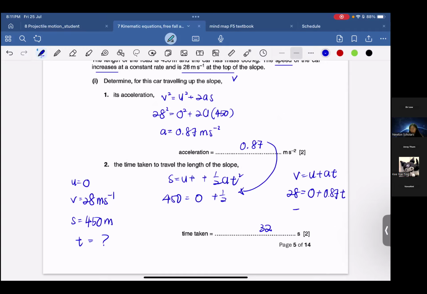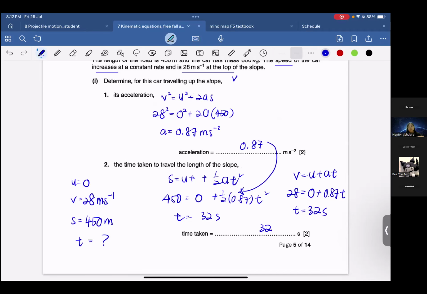UVST. There are a lot of methods to solve. This one is one of them. A is 0.87 times T. We don't know the T squared. T is 32 seconds. So there are a lot of formulas for us to solve. No matter what method, at the end you'll get the same answer.